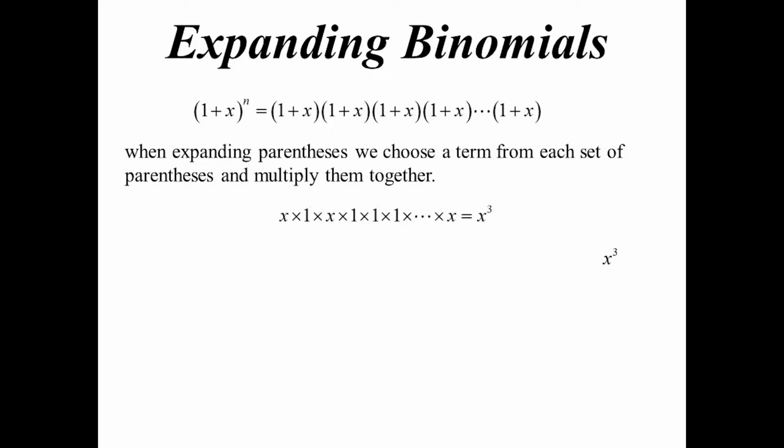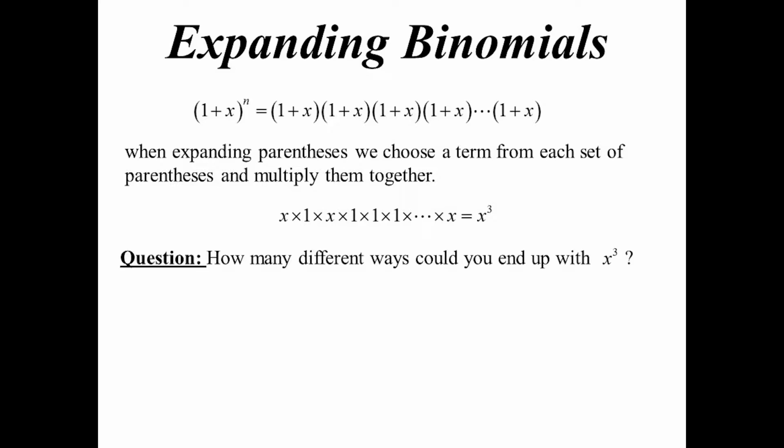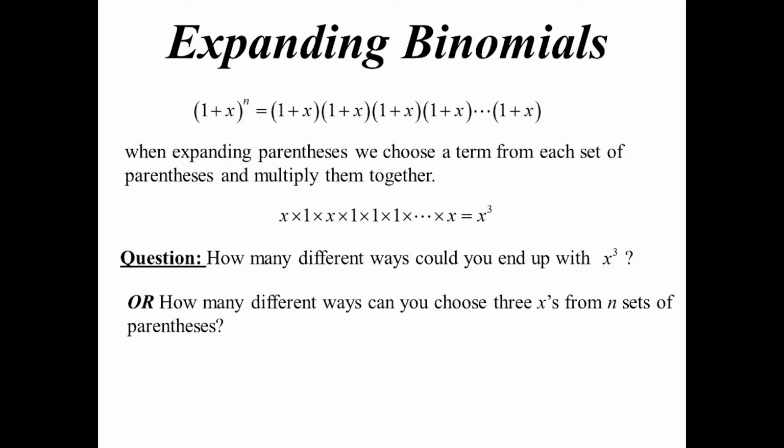So for example, I could take x out of the first one, 1 out of the second one, x out of the third one, 1 out of the next one, and so on, and then just take x out of the last one, and I would end up with x cubed. So the question then is, how many different ways could I end up with x cubed? Another way of saying that: how many different ways can I choose 3 x's from n sets of parentheses?